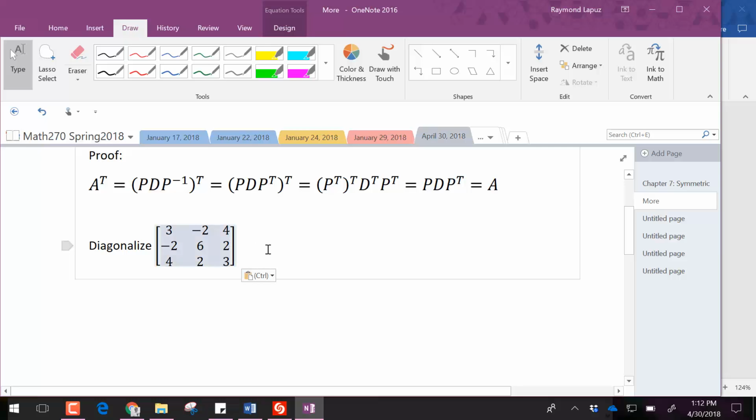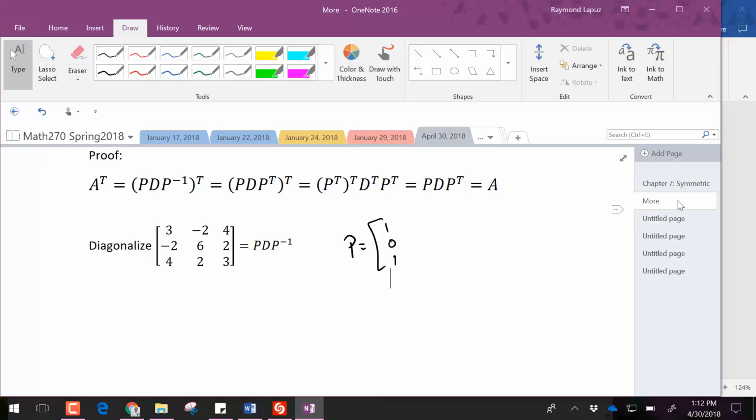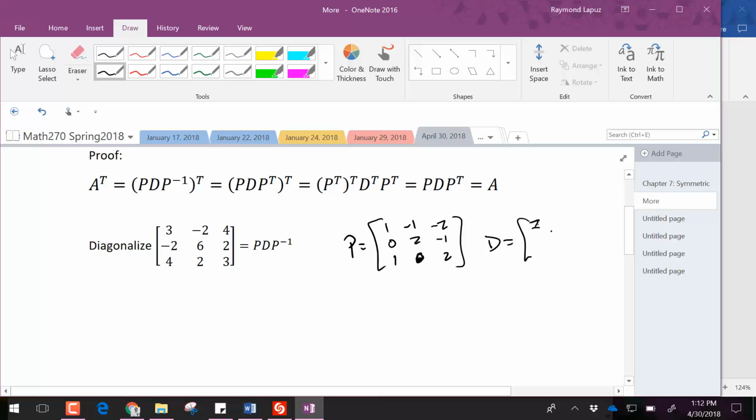So what's this equal to? P, D, P inverse, where, what was P equal to again? 1, 0, 1, negative 1, 2, 0, 2. And then D was 7, 7, negative 2.